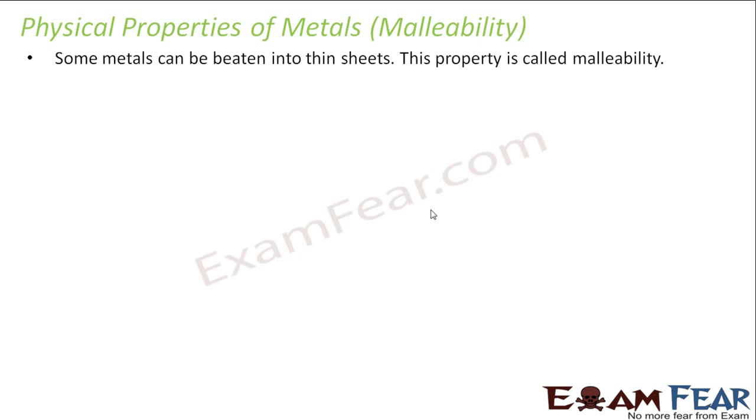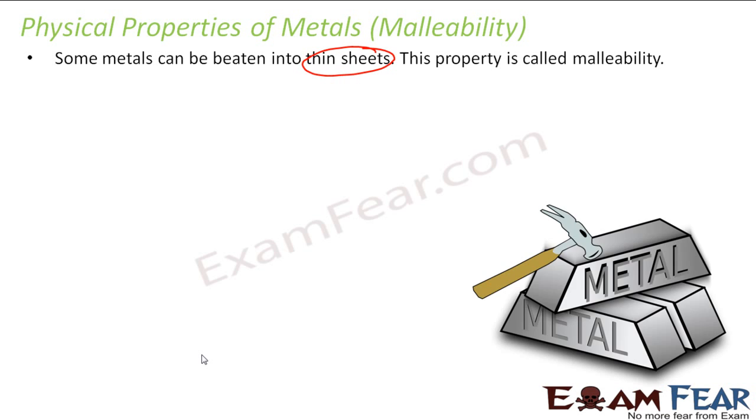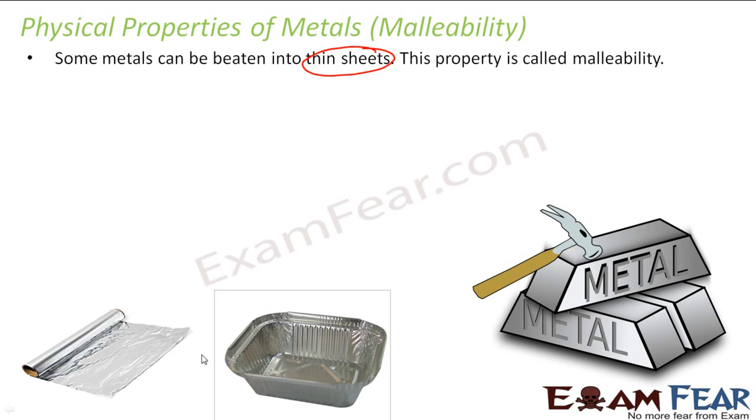Now malleability. Malleability is something which can be beaten into thin sheets, right? For example, if you have this metal, you take the hammer, beat it, and you can get something like this. The aluminium foil, and this container you must have seen in hotels, when you take a parcel, they generally put the stuff in this kind of container. They are all aluminum. Here, if you see, it is very, very thin.